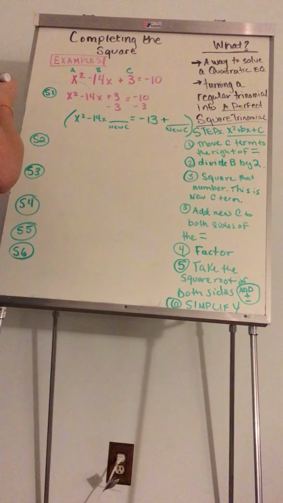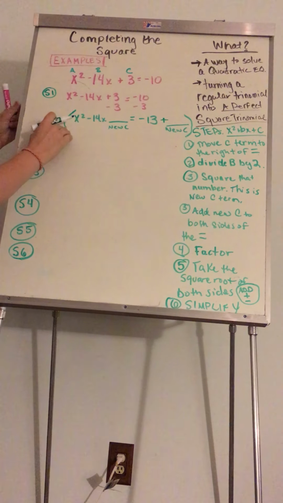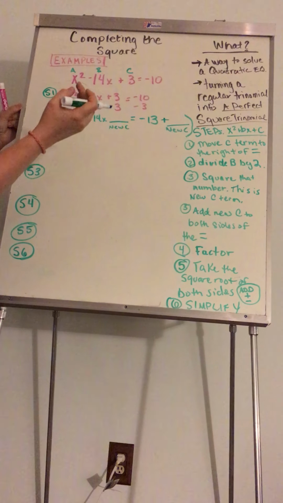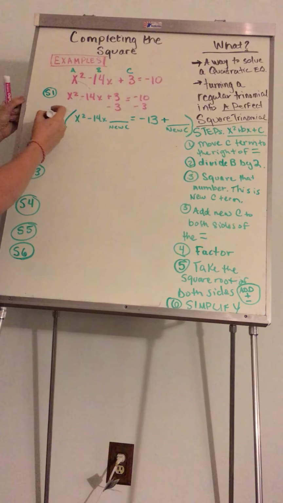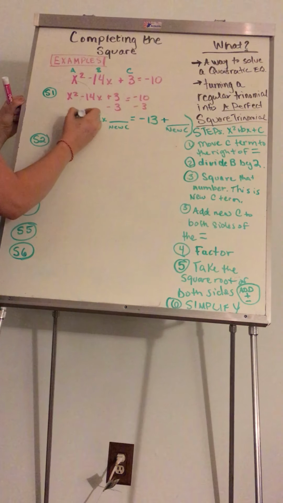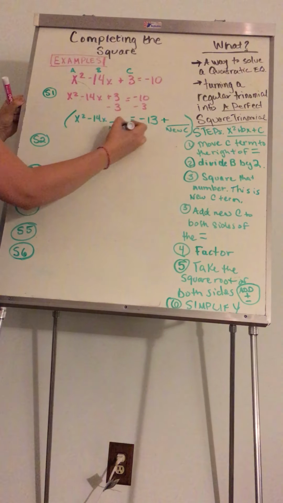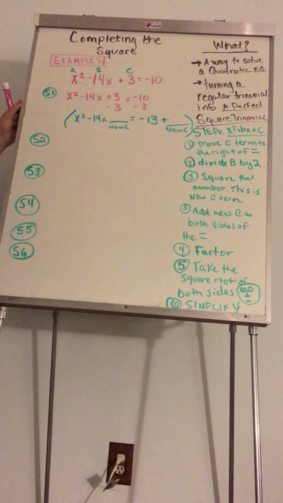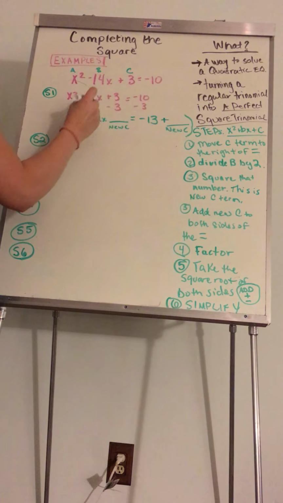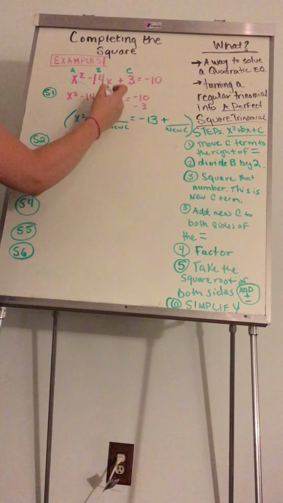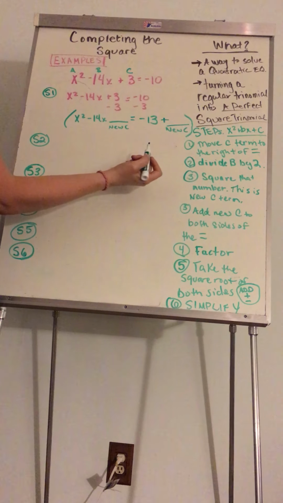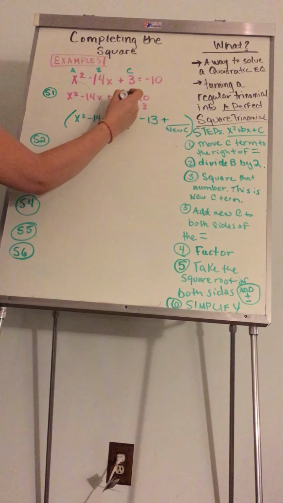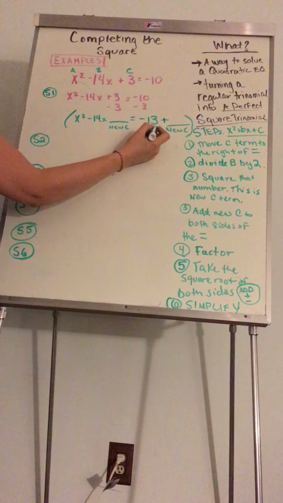Okay, I've given a template here. If you notice, I've got x squared minus 14x, and then I put a blank here for my new c, and a blank here for my new c as well, because you're going to add it to the other side. So what I did was I moved it over. Moving it means you have to do the inverse operation, so it's plus 3, I'm going to subtract 3 from both sides, and I end up with negative 13, because negative 10 minus 3 is negative 13.